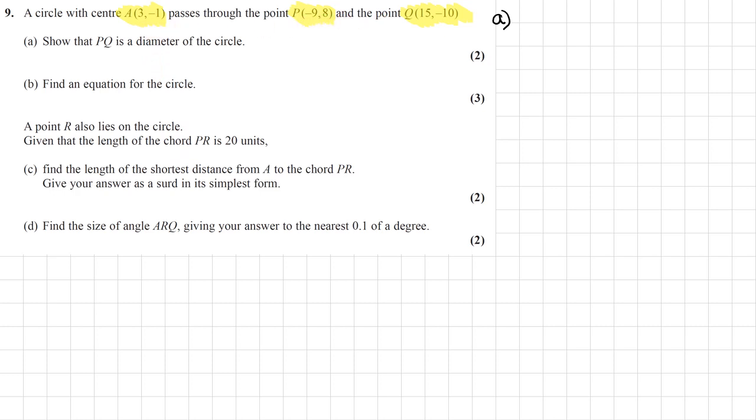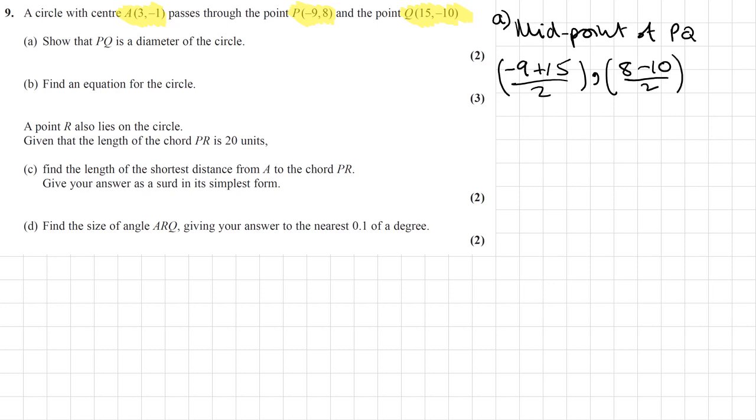So let's work that out first. The midpoint of PQ: we add the x coordinates together, divide by 2. We add the y coordinates together, we divide by 2, and that will give us -9 plus 15, which is 6. So we've got 6 over 2, and then 8 minus 10 is minus 2, so you've got minus 2 over 2. That simplifies to (3, -1).